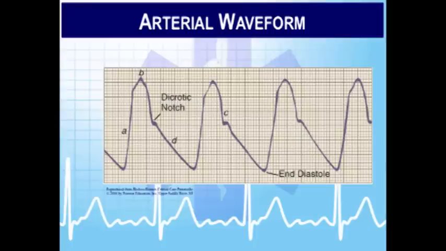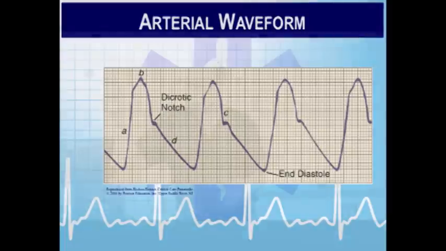This little notch on an arterial waveform, and you may or may not see it. I don't flip out if I don't see it. But what it is, it's a bump in the waveform that occurs when the aortic valve snaps shut. That's what the dicrotic notch is.